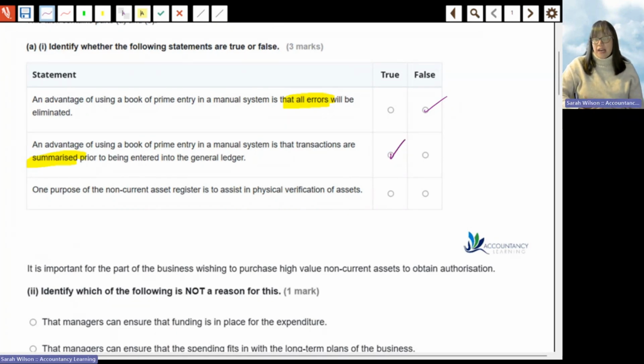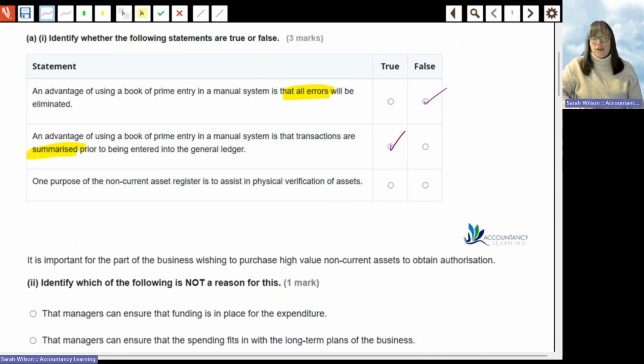When you have your sales daybook, for example, you will have a net column, a VAT column and a total column. And then once you have closed the daybook for that particular period, the net column would go off to your sales account, your VAT column would go off to your VAT control account, and your total column would go off to your receivables ledger control account. But those totals, so you wouldn't have to put each individual transaction into the general ledger.